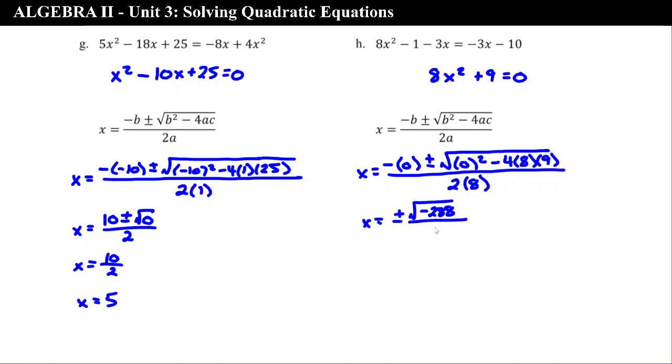divided by 16. Well, we know that's going to give us an imaginary solution because we have a negative under that square root. So I'll let you simplify that square root, and when you do, you end up with 12i square root of 2 over 16, which we can reduce down into plus or minus 6i square root of 2 over 8.